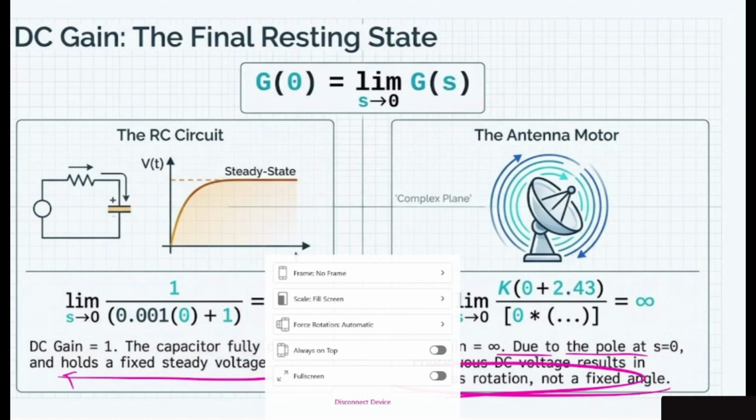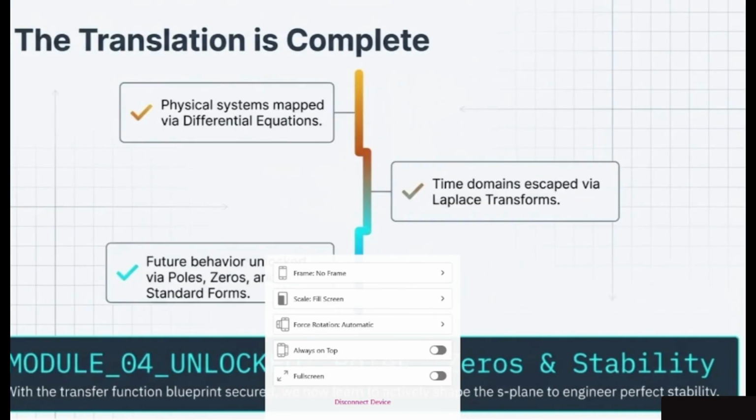So for the antenna motor, we care about that one, but one issue it has is, if you remember from the formula, we had s in our poles itself. So s equal to 0 is going to give you a DC gain of infinity. Due to the pole at s equal to 0, this continuous voltage is going to result in endless rotation, not a fixed angle. That's why it's important. That's why we have to fix this issue.